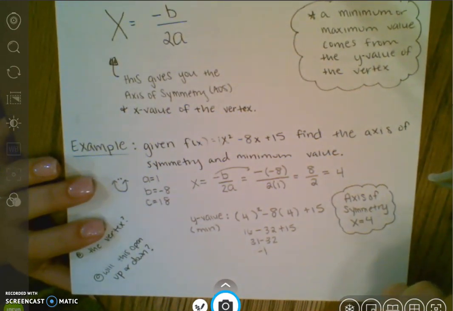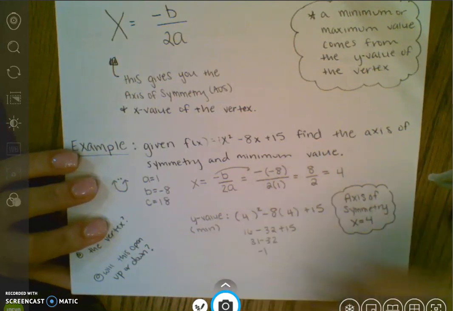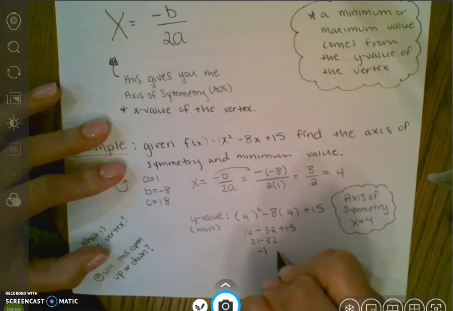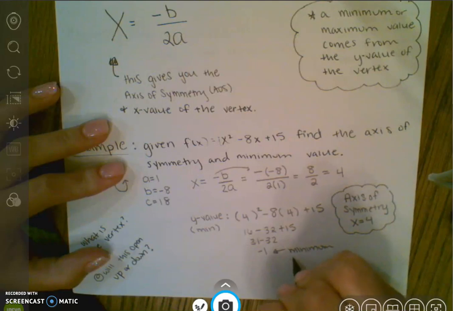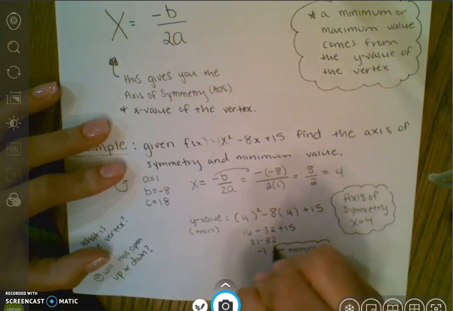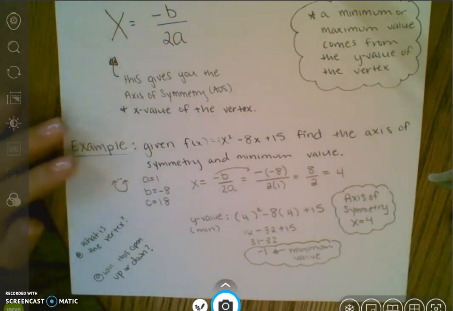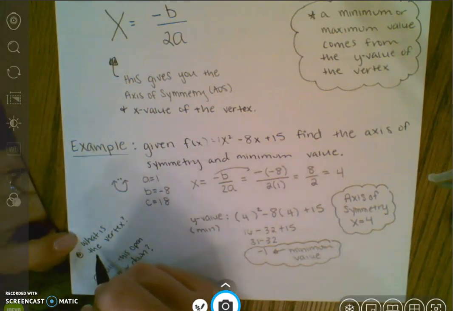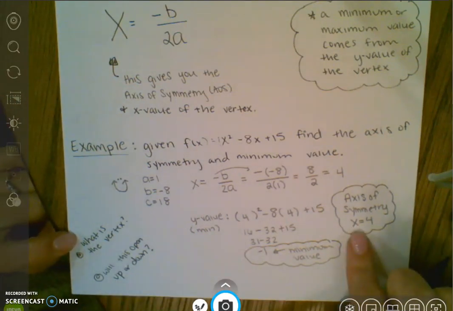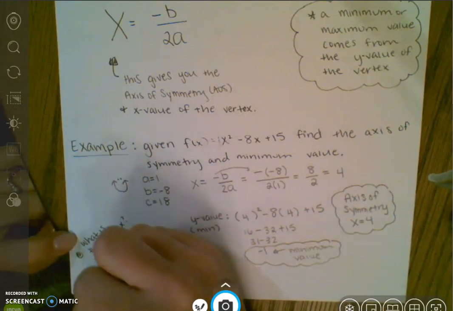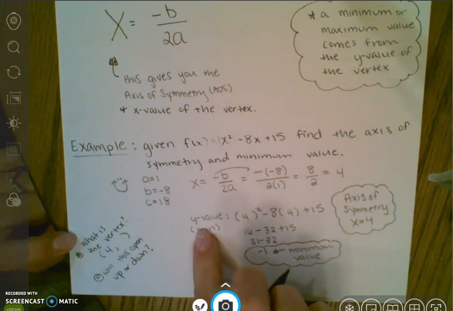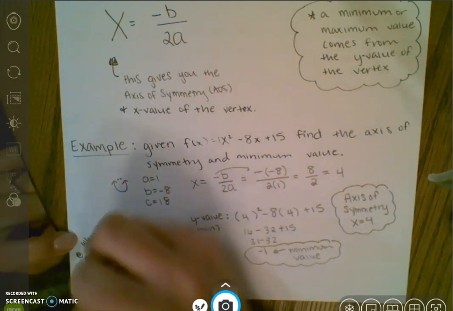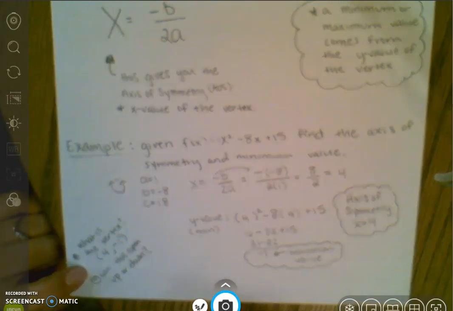Okay, so this right here is my y value, which is my minimum. So my minimum value is right here. Minimum value. Okay, and on the left side, I have, what's the vertex? Well, we have everything we need. Here's the x. I already found the x, so that's 4. And I just plugged it in to find the y, which happened to also be the minimum value. So 4, -1 is the vertex.